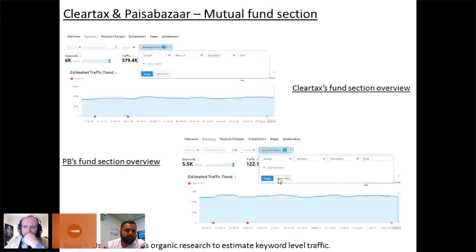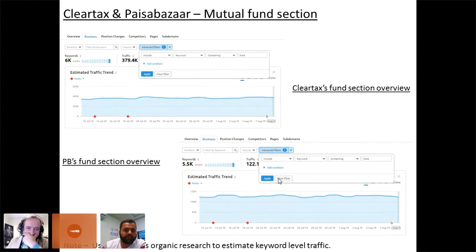Going to the second slide. This is the organic traffic for the keywords that contain the word funds. I want to target the traffic that is coming from mutual funds. So the first thing you can observe from the first slide is ClearTax is having approximately 379.4K traffic coming a month from keywords that have the word fund in them, whereas Paisabazaar is having a traffic of a good 122K. This is used by SEMrush organic research to estimate keyword level traffic. This is the only tool that you can get this level of detailed information over your traffic.